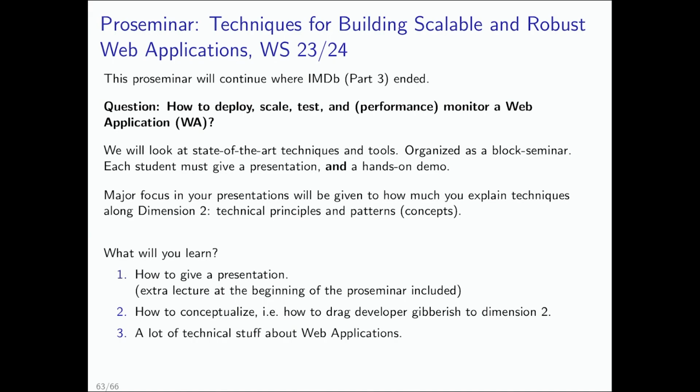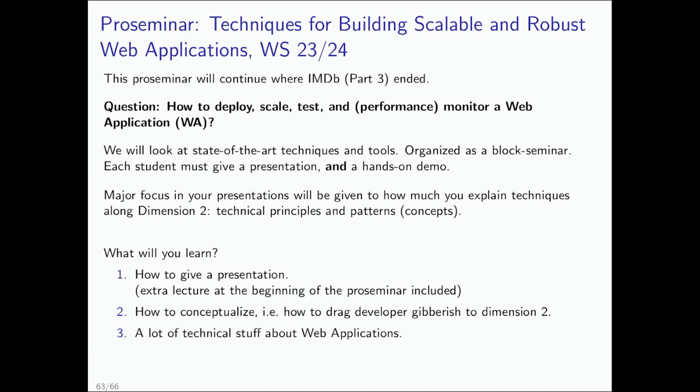We will look at state-of-the-art techniques and tools, and that's organized as a block seminar, meaning you work on that throughout the semester, but towards the end of the semester, probably mid-February, there will be a couple of days where everyone gives presentations and a hands-on demo. Basically, we look at different techniques. It could be Docker, it could be GitLab, it could be Kubernetes, it could be whatever.